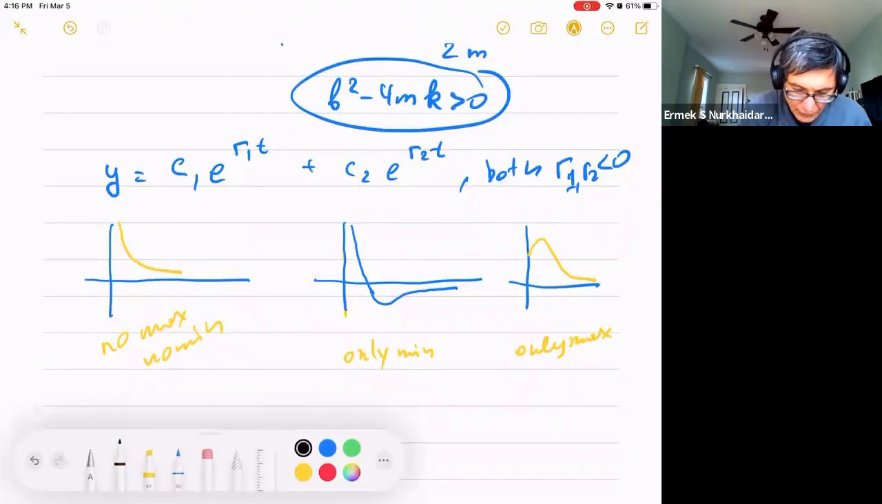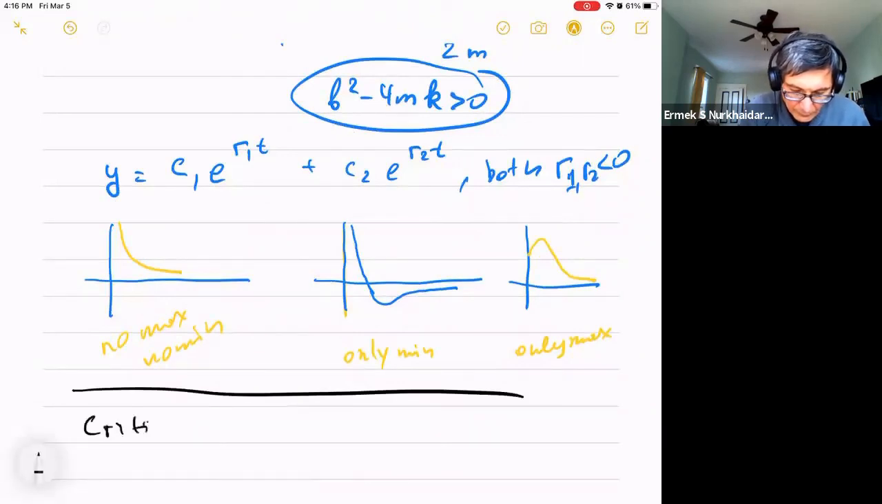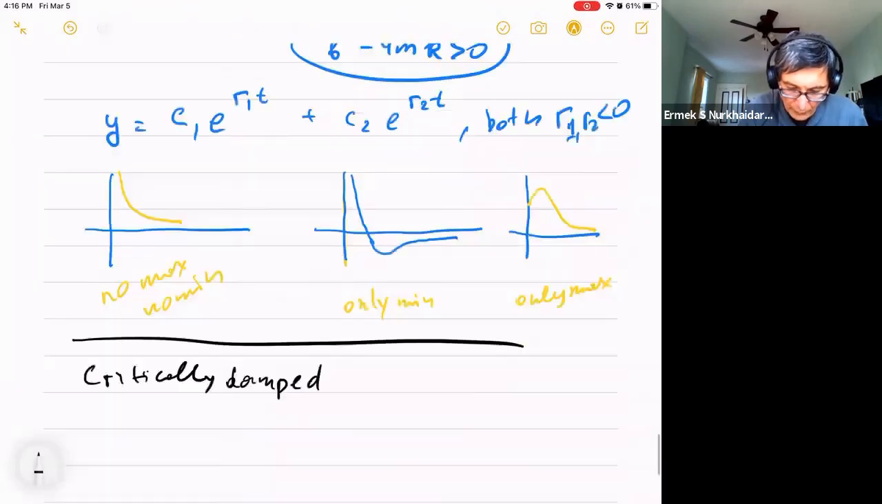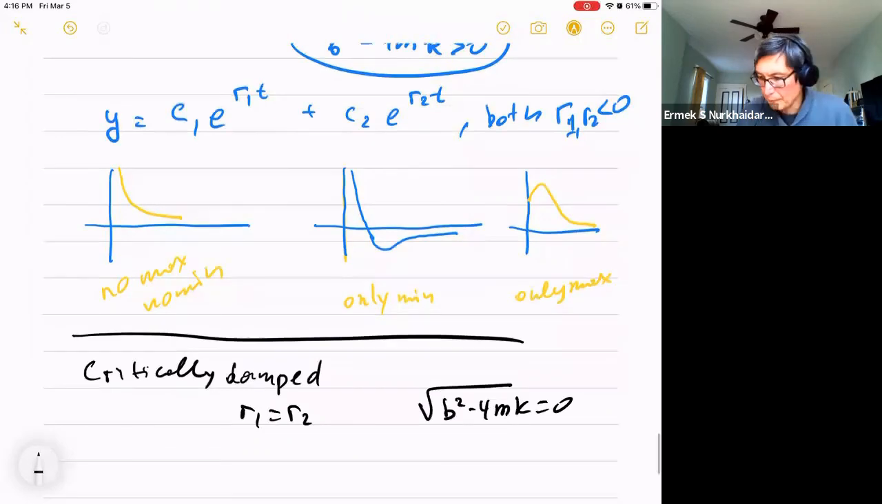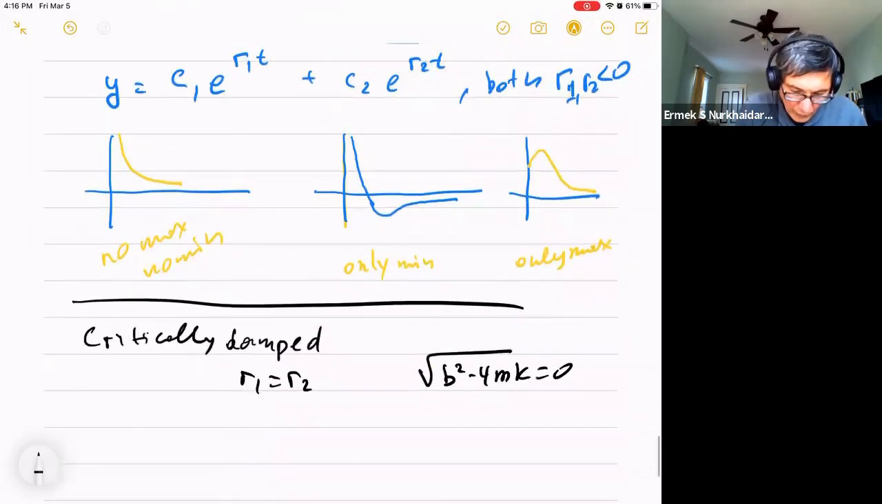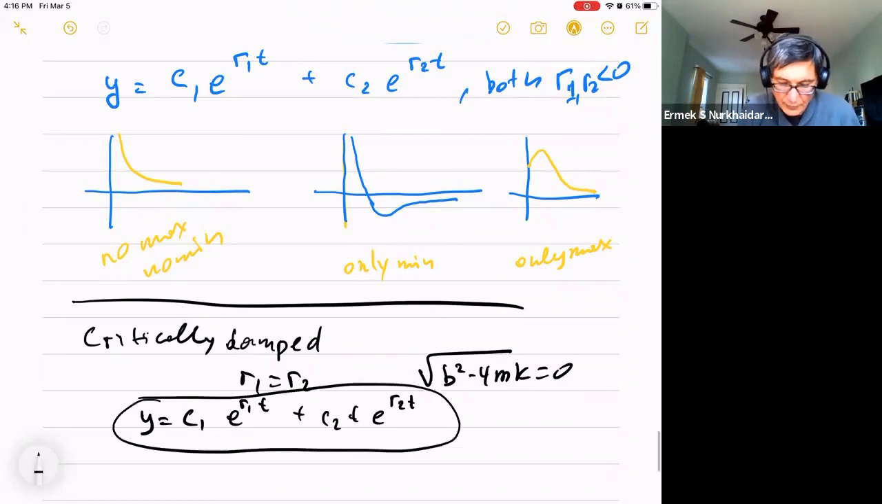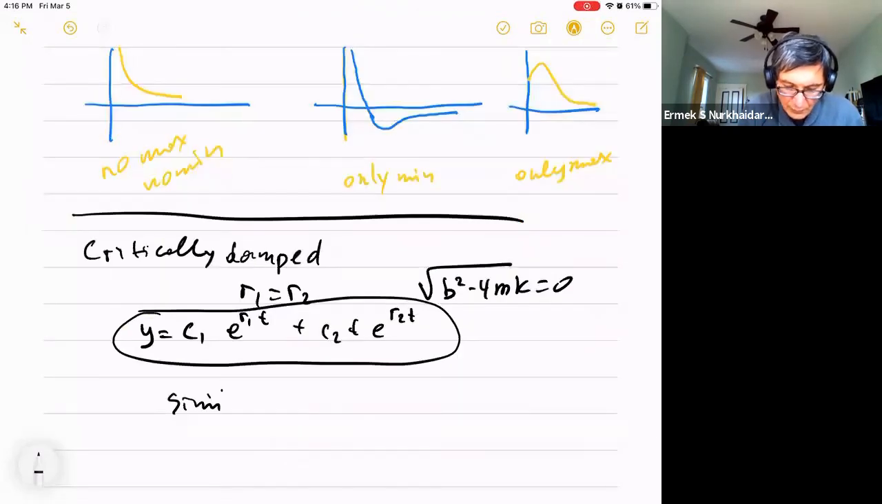And the critically damped situation, critically damped, is when we have r1 equals r2, that is when the square root of b squared minus 4mk equals 0. So then y equals c1 e to the r1 t plus c2 t e to the r1 t. That's the solution for critically damped, and its picture is similar to overdamped.